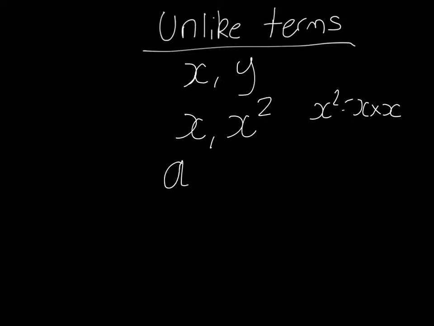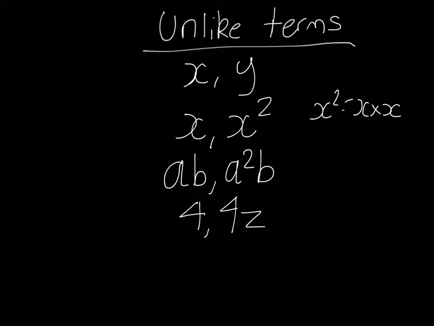So if I have AB and I know a squared b, they're not like terms, okay? 4 and 4z. They have the same number, same coefficient, but they're not like terms because one of them has a z, one doesn't. So like terms have to have the exact same sequence of pronumerals.